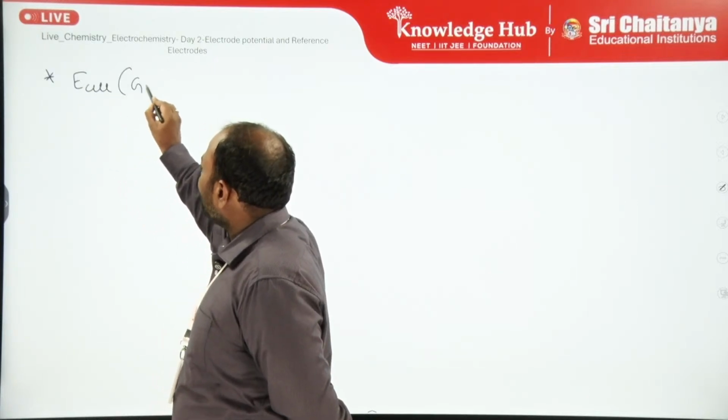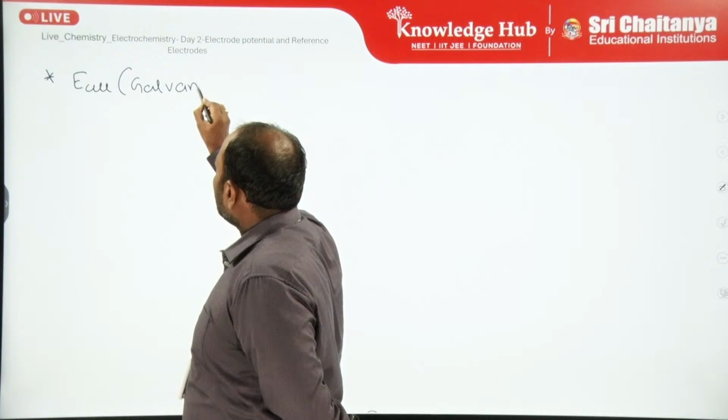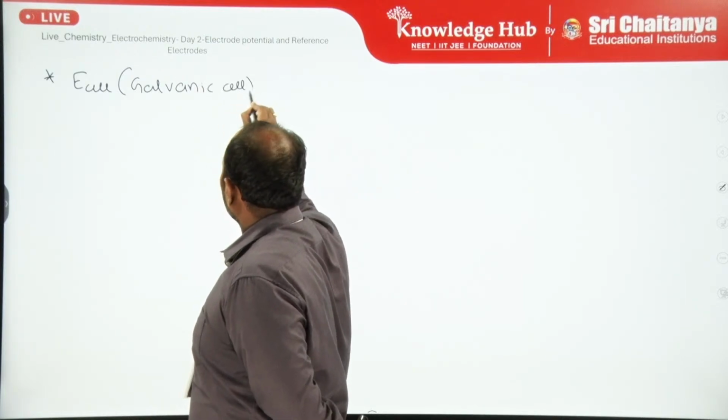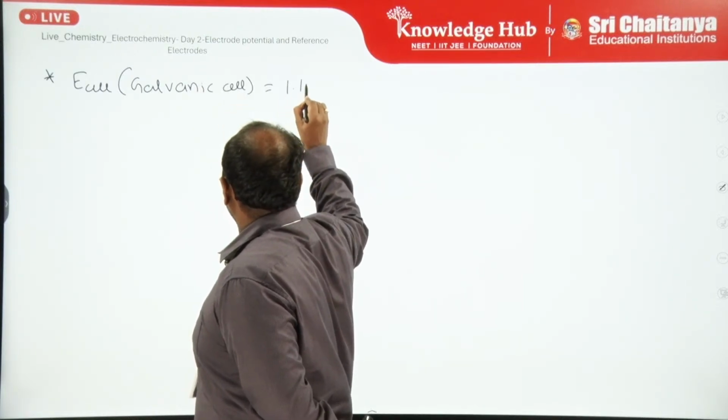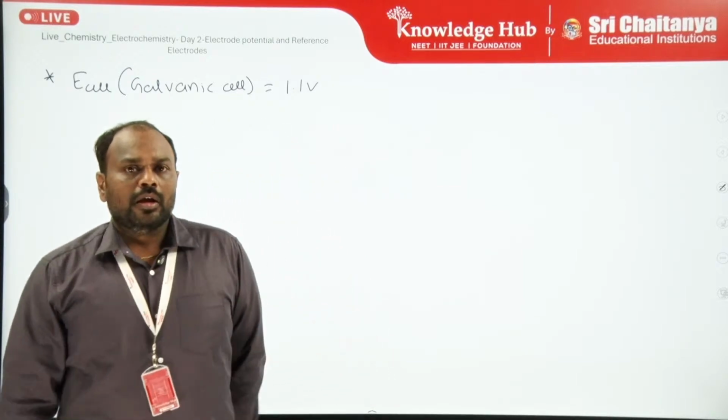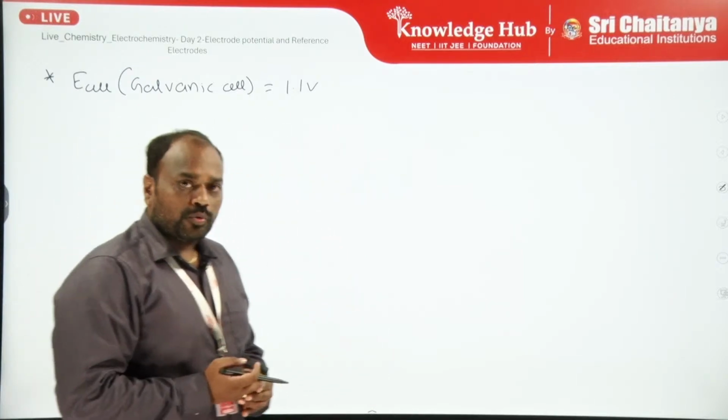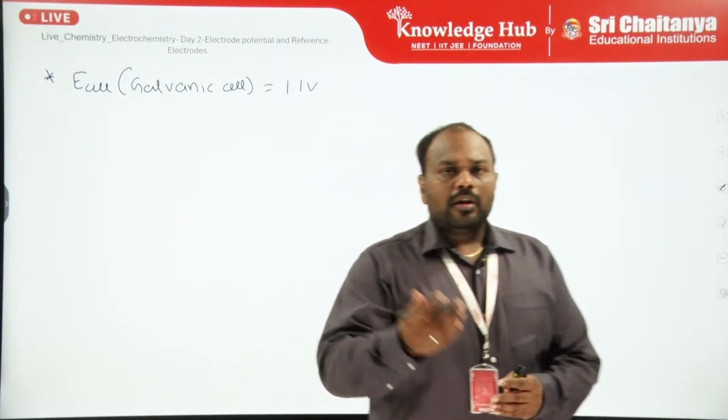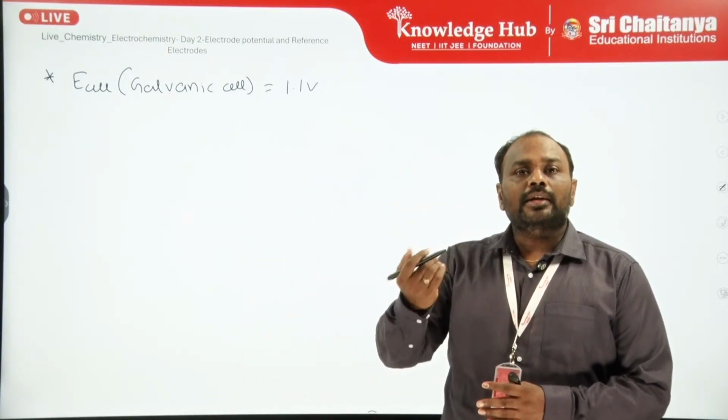Now, what we just discussed is the electrode potential of the cell. This is for a galvanic cell. For the galvanic cell, the electrode potential of the cell is measured as 1.1 volt. Now here we get some doubts. At which condition is current produced, and at which condition is current consumed?